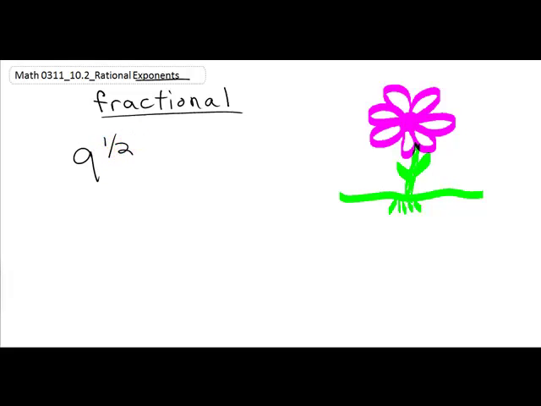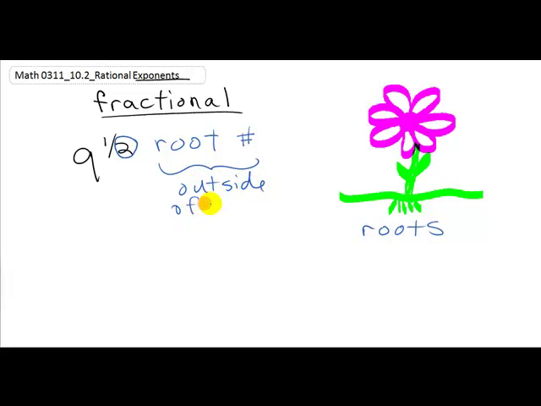So we want to keep in mind that here at the bottom, under the ground, are the roots. And so that's what I want you to remember, is that this is the number that's under, and so this is going to be our root number. And that's the number that comes outside of the radical. So you have lots of words that you have to pay attention to here.